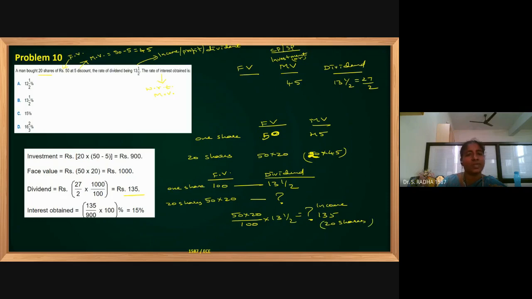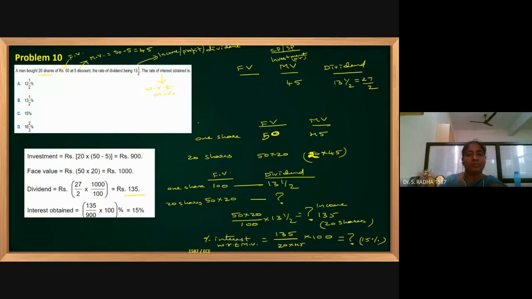Now percentage of interest. Percentage of interest is calculated with respect to market value. 135 is our income divided by the market value for 20 shares. What is the market value for 20 shares? Here we have 20 into 45. We are calculating percentage, so for 100, what is the thing? That is the calculation. 20 into 45 is 900, and here it is 15 percentage. Let me repeat what we have done.